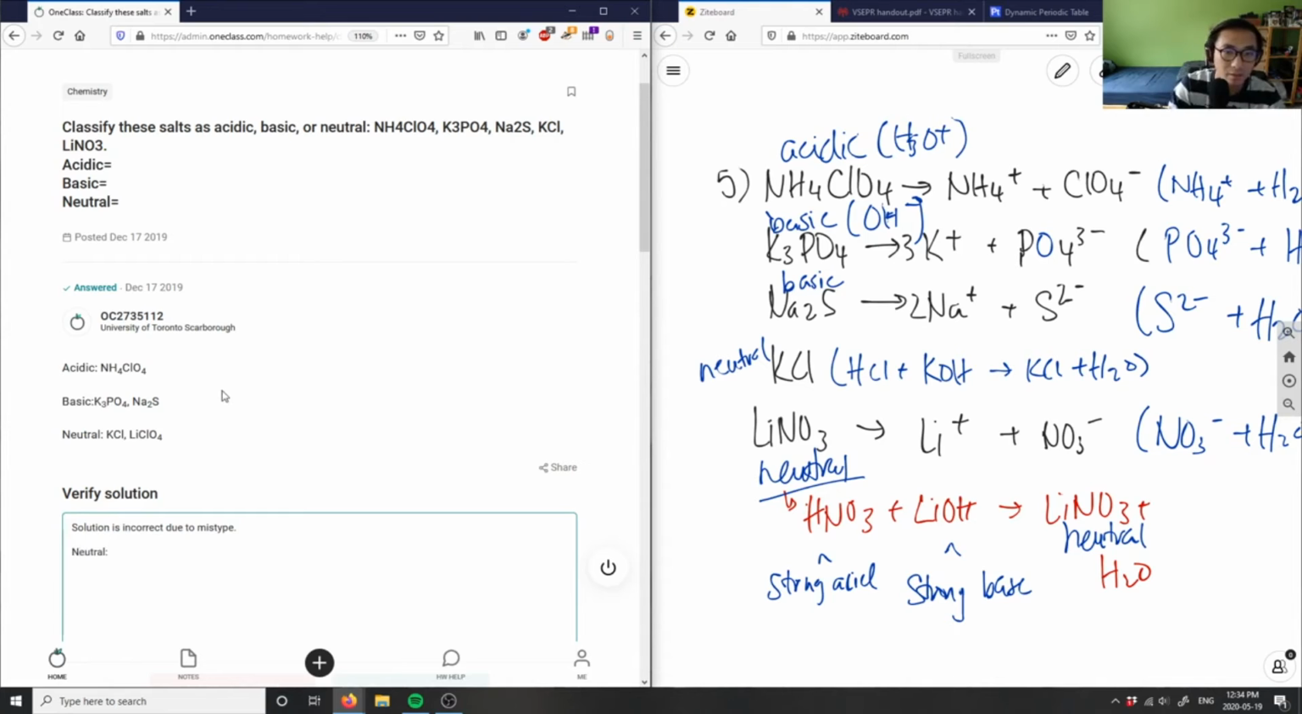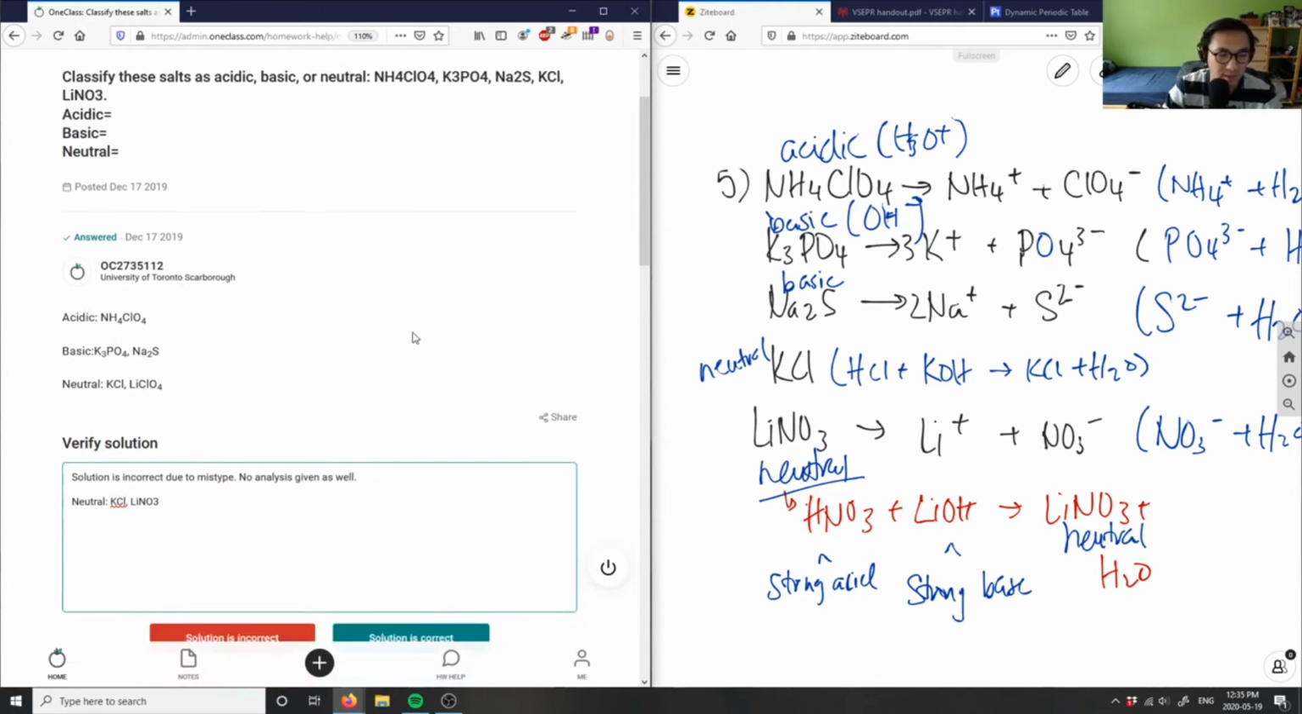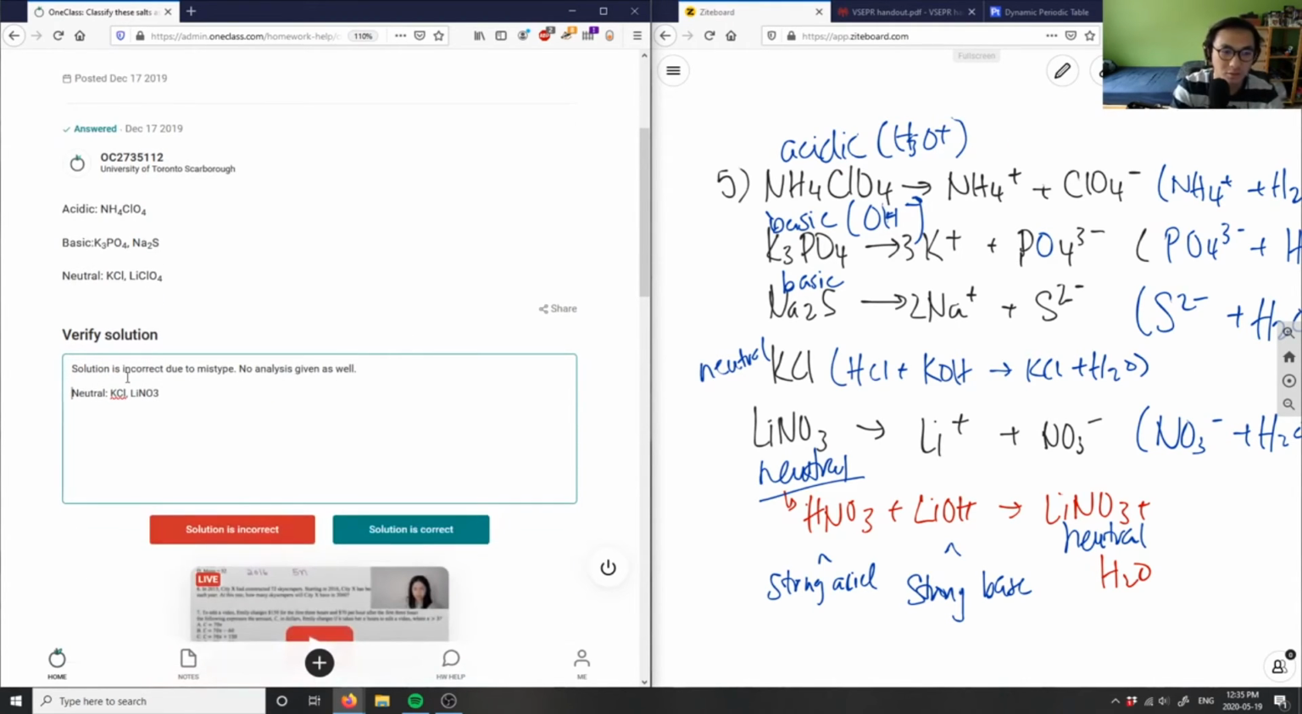Neutral should have had KCl and LiNO3. And then no analysis given as well. And I don't know if I want to copy all these guys here down, but I guess I'll do it just to prove. Maybe I'll do a sample analysis for first two compounds here.